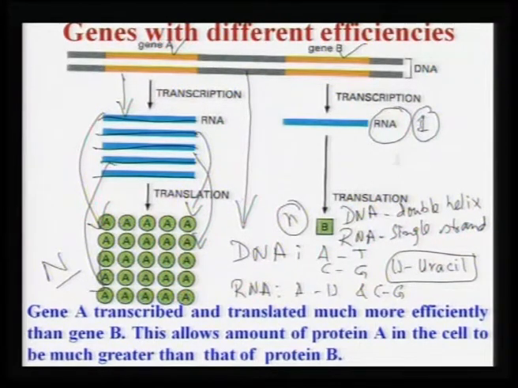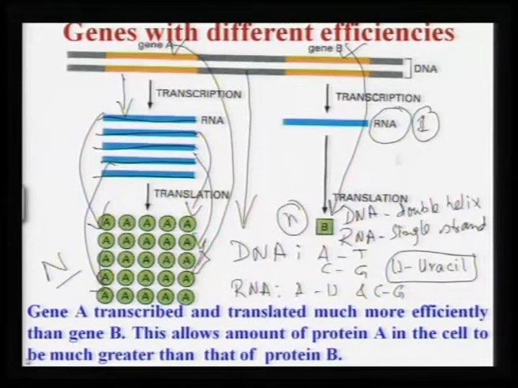Here it is mentioned that gene A is transcribed and translated much more efficiently than gene B, and this allows the amount of protein A in the cell to be much greater than that of protein B. Essentially, gene A ultimately will synthesize protein of type A, and gene B would ultimately produce protein of type B. However, quantity wise, protein A is much larger in number than protein B. Although gene A and gene B are contained within the same DNA, individually they have different efficiency because of differences in base pairing or some other biological properties.